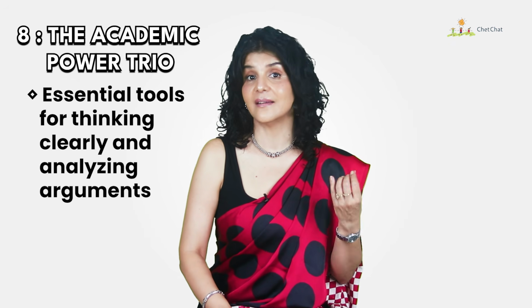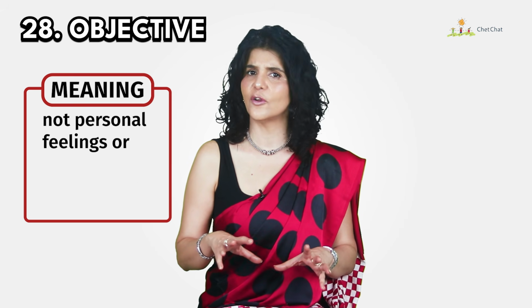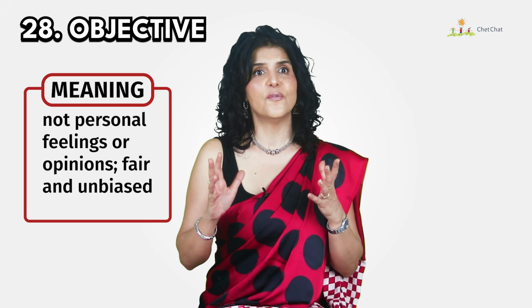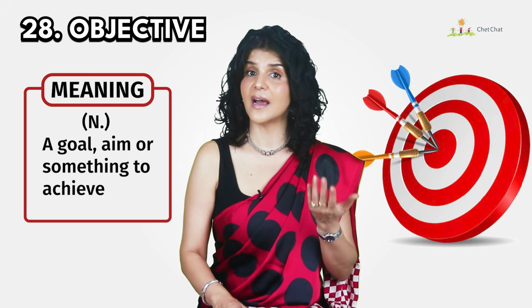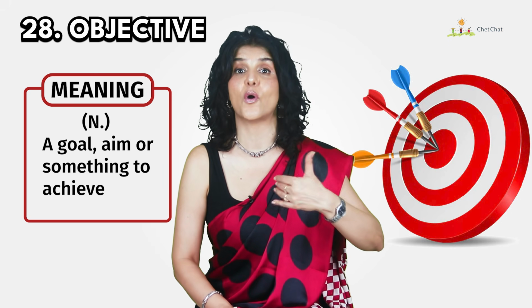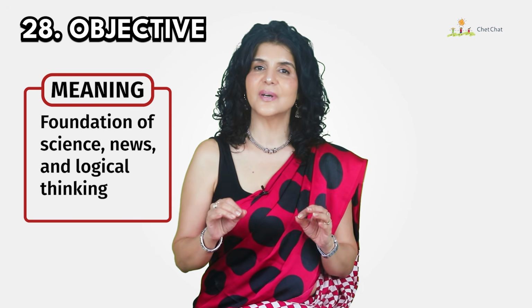Our final group of words are group number 8, the academic power trio. Now we've saved 3 of the most powerful words for the last. These are essential tools for thinking clearly and analyzing arguments. Let's meet the trio. First up is objective. Objective has 2 meanings. One, as an adjective, it means based on facts, not on personal feelings or opinions, fair and unbiased. As a noun, it is a goal, an aim or something to achieve. This word is the foundation of science, news and logical thinking.